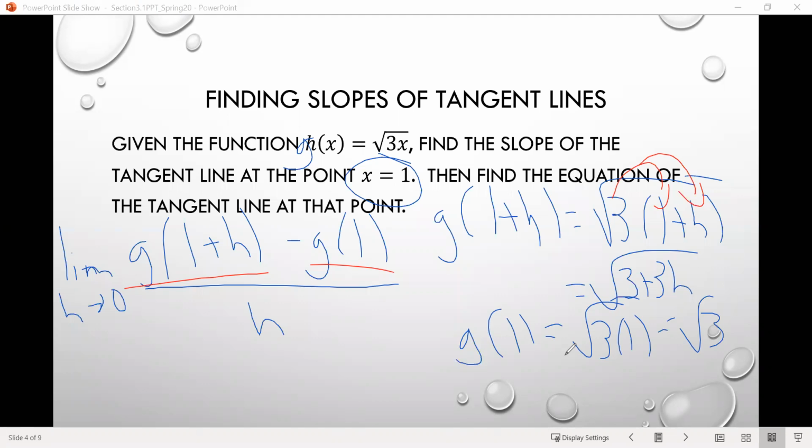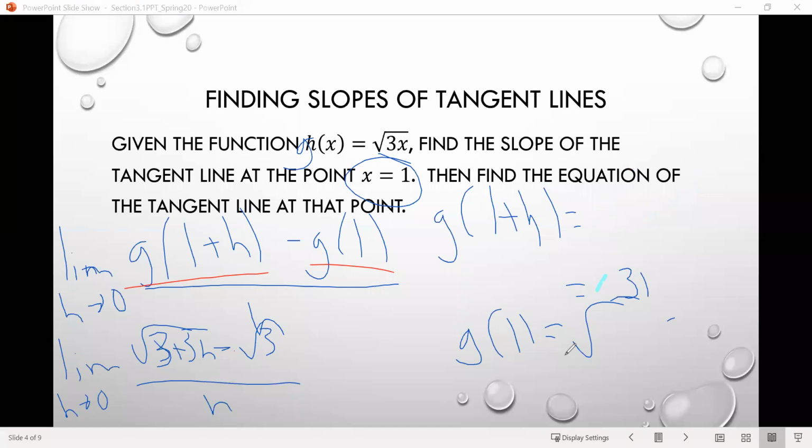So now our limit becomes the limit as h approaches 0 of square root of 3 plus 3h minus square root of 3 all over h. Okay? And now we got to figure out how to take this limit.